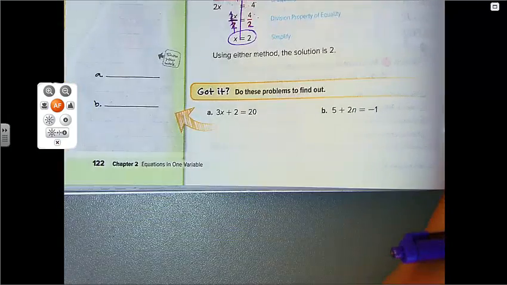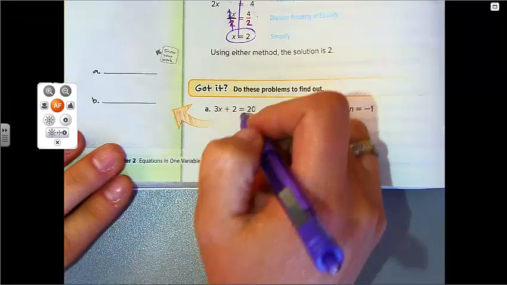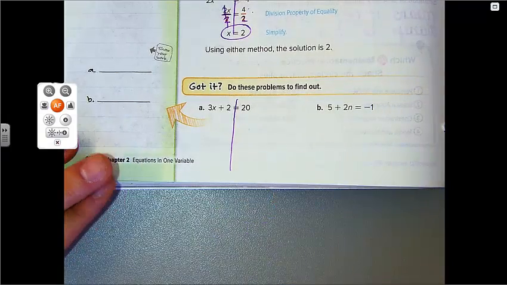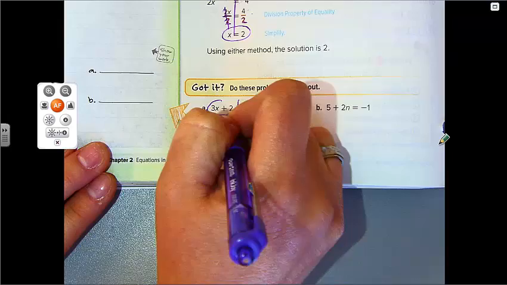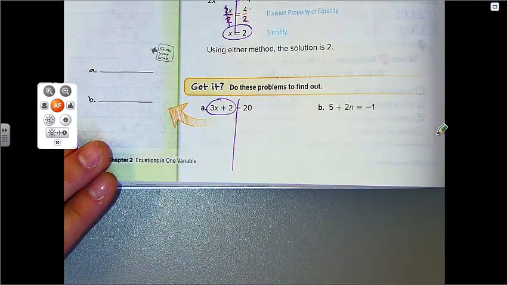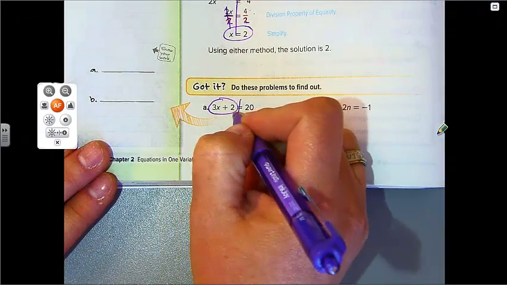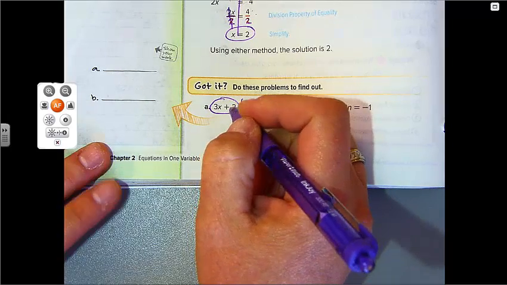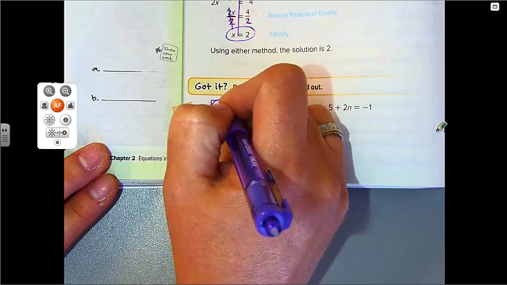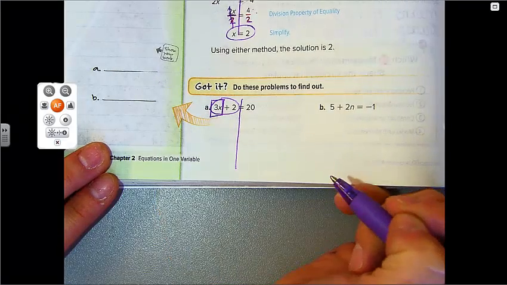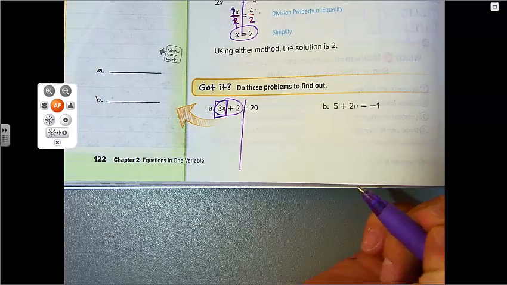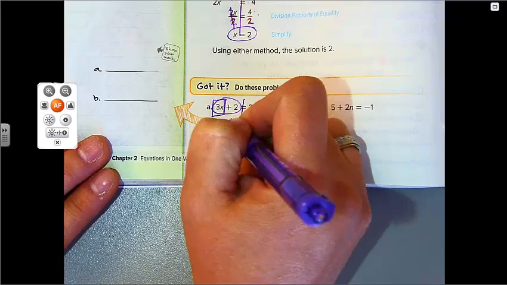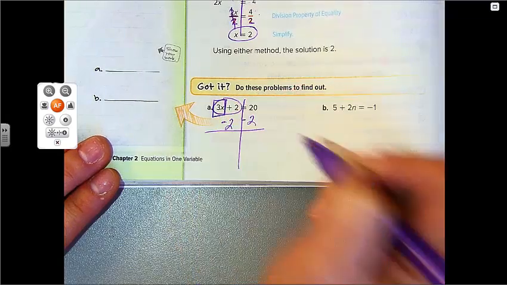Let's look at letter A. First of all, you always draw your equal sign down. That should be your first step no matter what the equation is. And then I'm going to focus on the variable side, the side that has the letter. It says 3x plus 2. I want to move everything not attached to 3x. So I'm going to move everything not attached to this part right here. The thing that is not attached to that is a plus 2. So the opposite of plus 2 is a minus 2. So I'm going to subtract 2 from both sides.